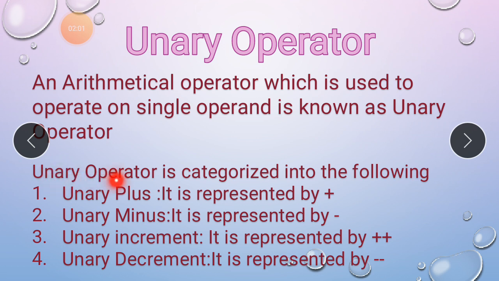Unary operator is categorized into the following. The first one is unary plus, represented by plus. Unary minus, represented by minus. Unary increment, represented by plus plus. Unary decrement, represented by minus minus. Let us see in detail about the unary plus operator.